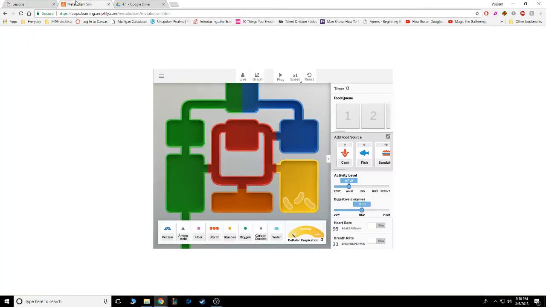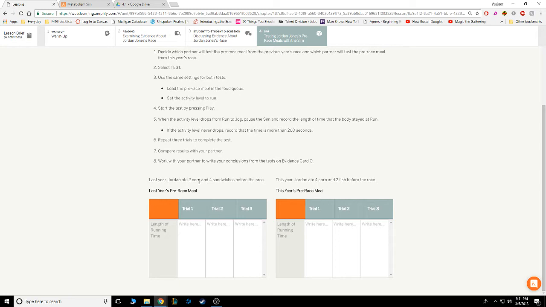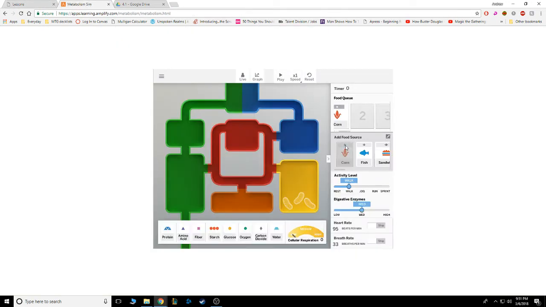So I'm going to go ahead and open the sim, and I've already selected the athlete's body, and I've tested it. So let me double check the meals. The meals are 2 corn and 4 sandwiches. 2 corn, 4 sandwiches. And because I can't be here all day, I'm going to set it to 2 times. I'm going to make sure that he's running. Now remember, I'm going to pause this when it reaches a jog. So let's go ahead and see how long he can run.